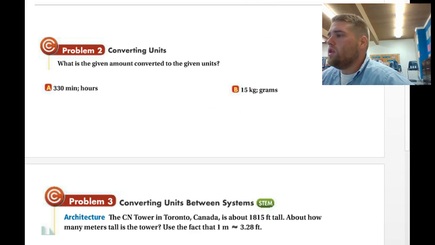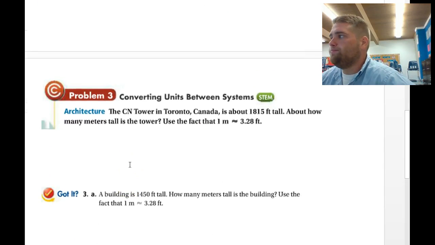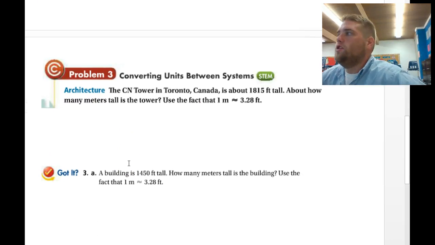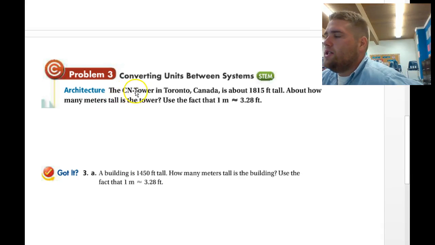Okay, now problem 3, converting units between systems. The CN Tower in Toronto, Canada, is about 1,815 feet tall. About how many meters tall is that? Okay, so 1 meter is 3.28 feet. So I start out with, I know that the tower is 1,815 feet tall.